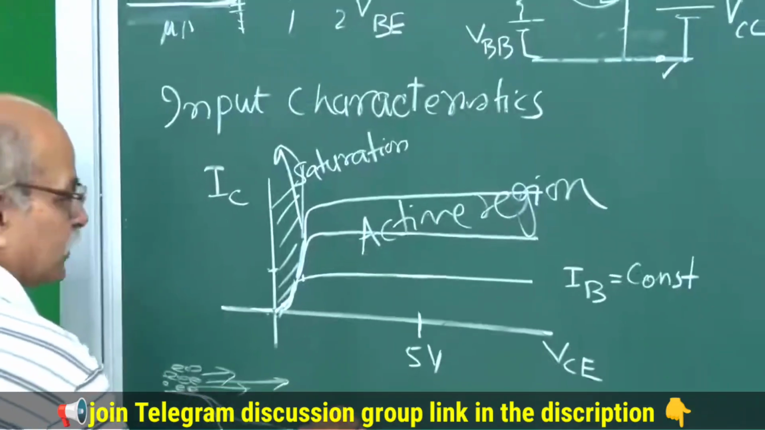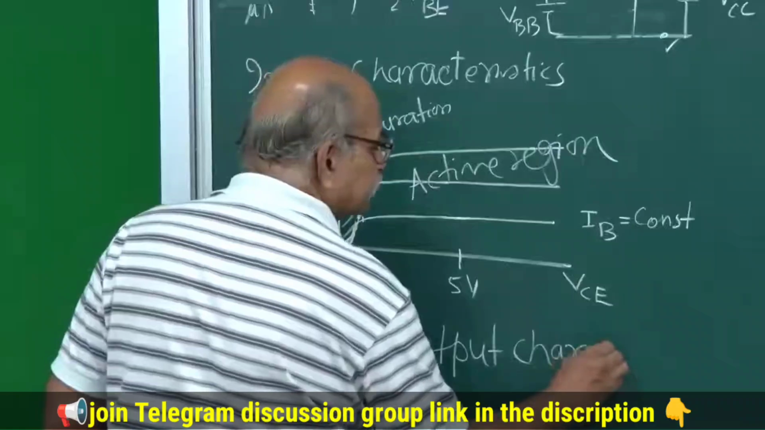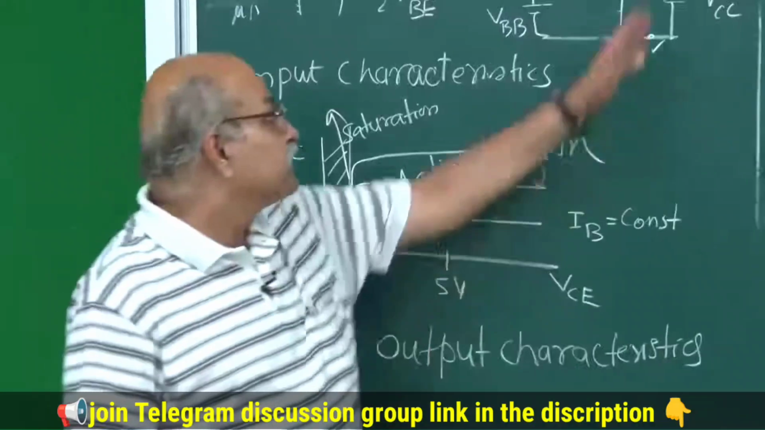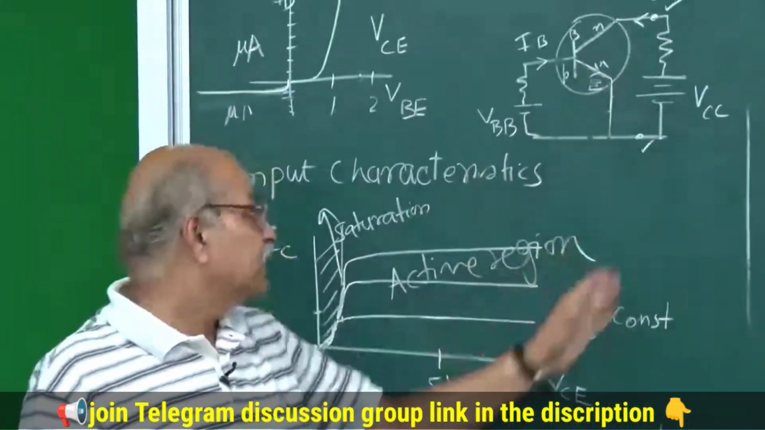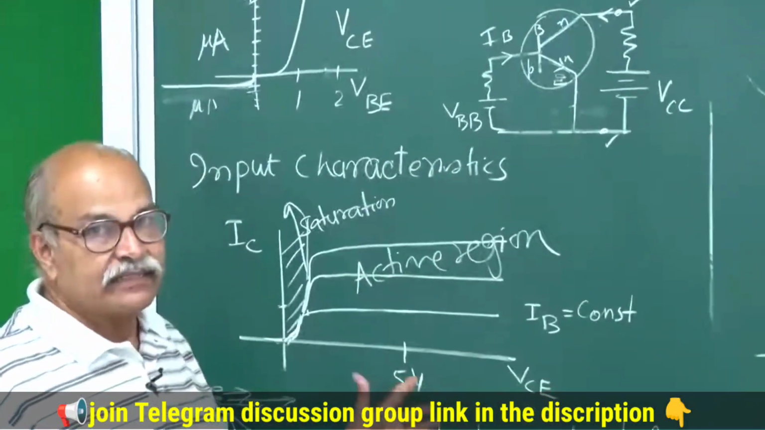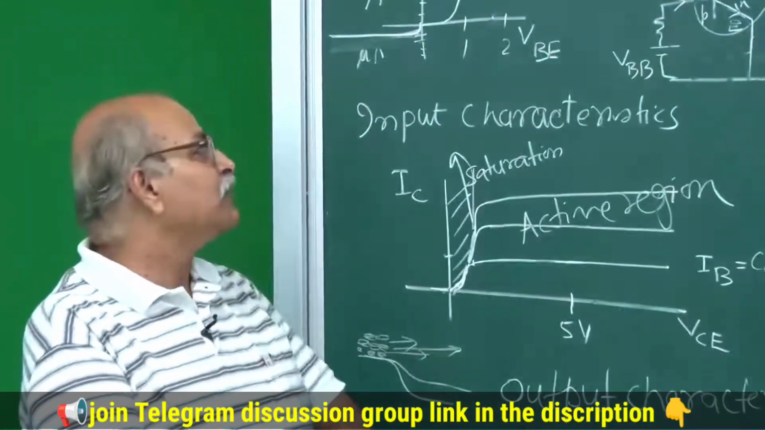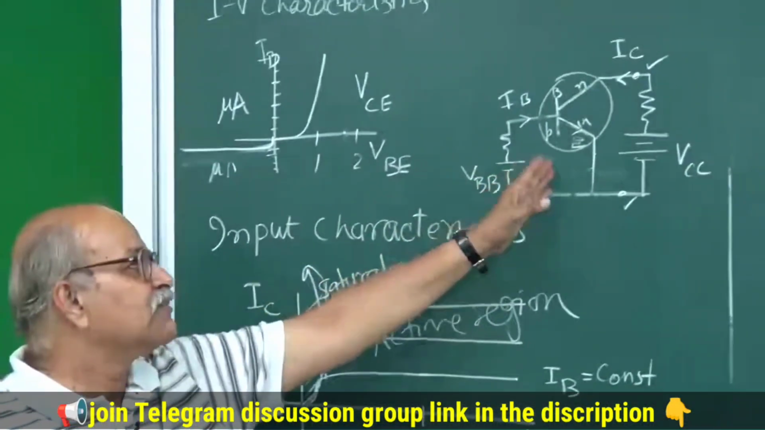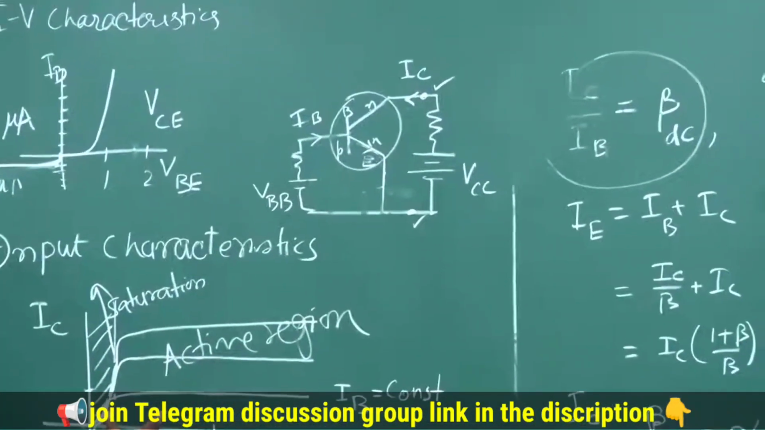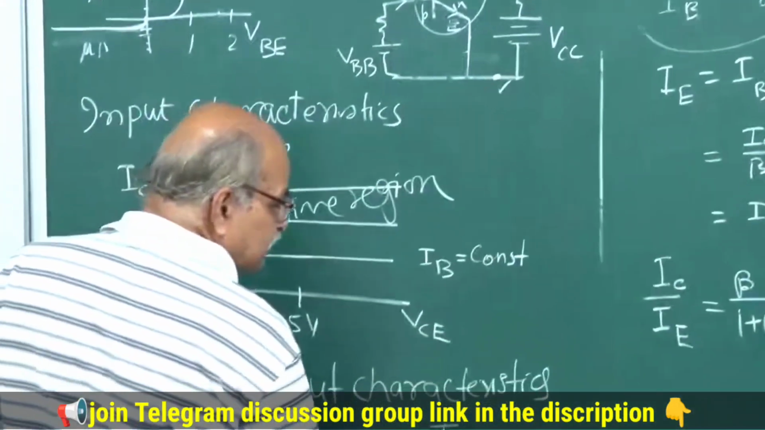VCE is the voltage on the output side, and IC is the current on the output side. So this is known as the output characteristics. You can have more characteristics. You can take one parameter from the input side, another parameter from the output side, and then draw the curve. If you do that kind of thing, you get more characteristics, and collectively we call them transfer characteristics.